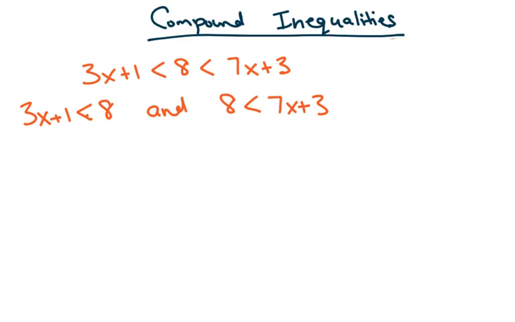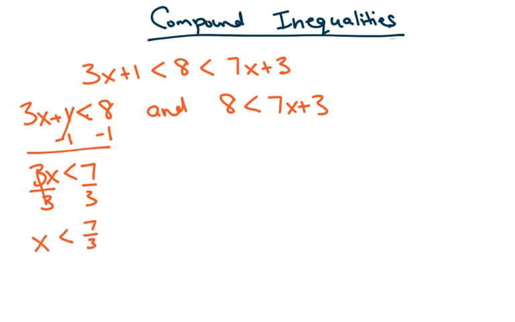Okay, so I'm going to start with my simple inequality here on the left, 3x plus 1 is less than 8. I'm going to subtract 1 from both sides of my inequality, which leaves me with 3x is less than 7, and then I'm going to divide by 3 to finish solving for x. So x is less than 7 over 3. That's the first part of my solution.